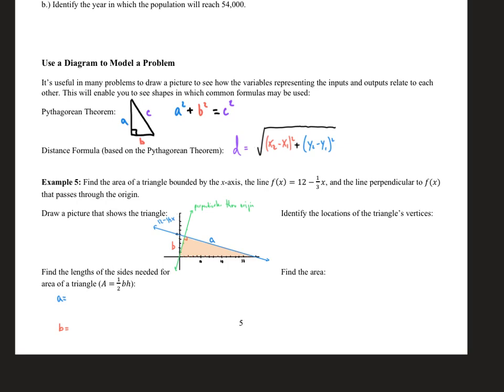Hey guys, here's the second video for 4.2. I'm going to use some graphing and things like that to solve some problems here today. So first thing we just want to think about is the Pythagorean theorem. Of course, that's a squared plus b squared equals c squared. So how do we find the length of that third side of that triangle?